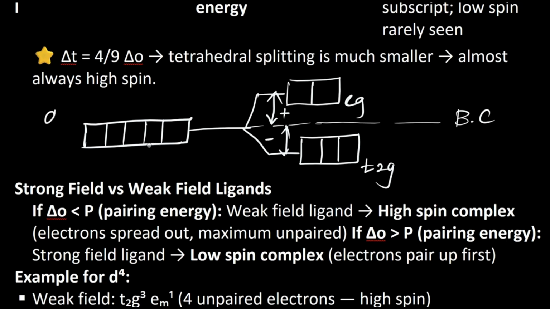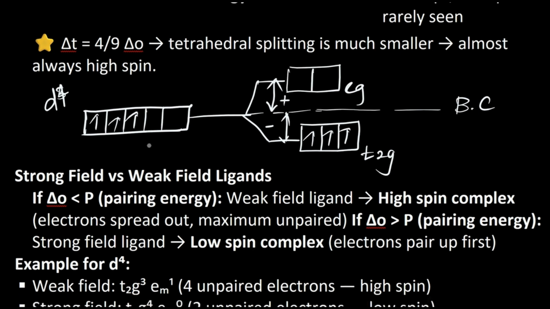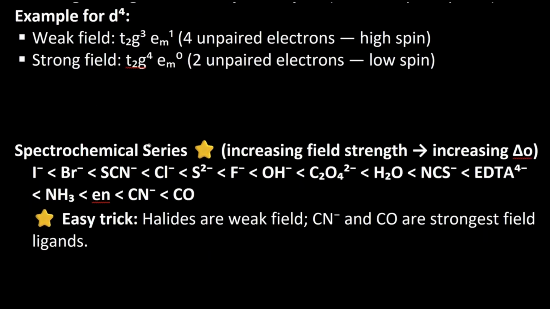So up to d3 configuration, there is no problem: 1, 2, 3, no problem. In d4 configuration, the question comes of whether the electron has to pair up in the t2g itself or go to the eg level. That is the confusion, and it is sorted out by the spectrochemical series. The spectrochemical series is an arrangement of ligands in increasing order of strength, starting from the weak field ligand and ending with the strong field ligand. If there is a strong field ligand, it will undergo pairing up. If there is a weak field ligand, the electron will go to the higher energy level.